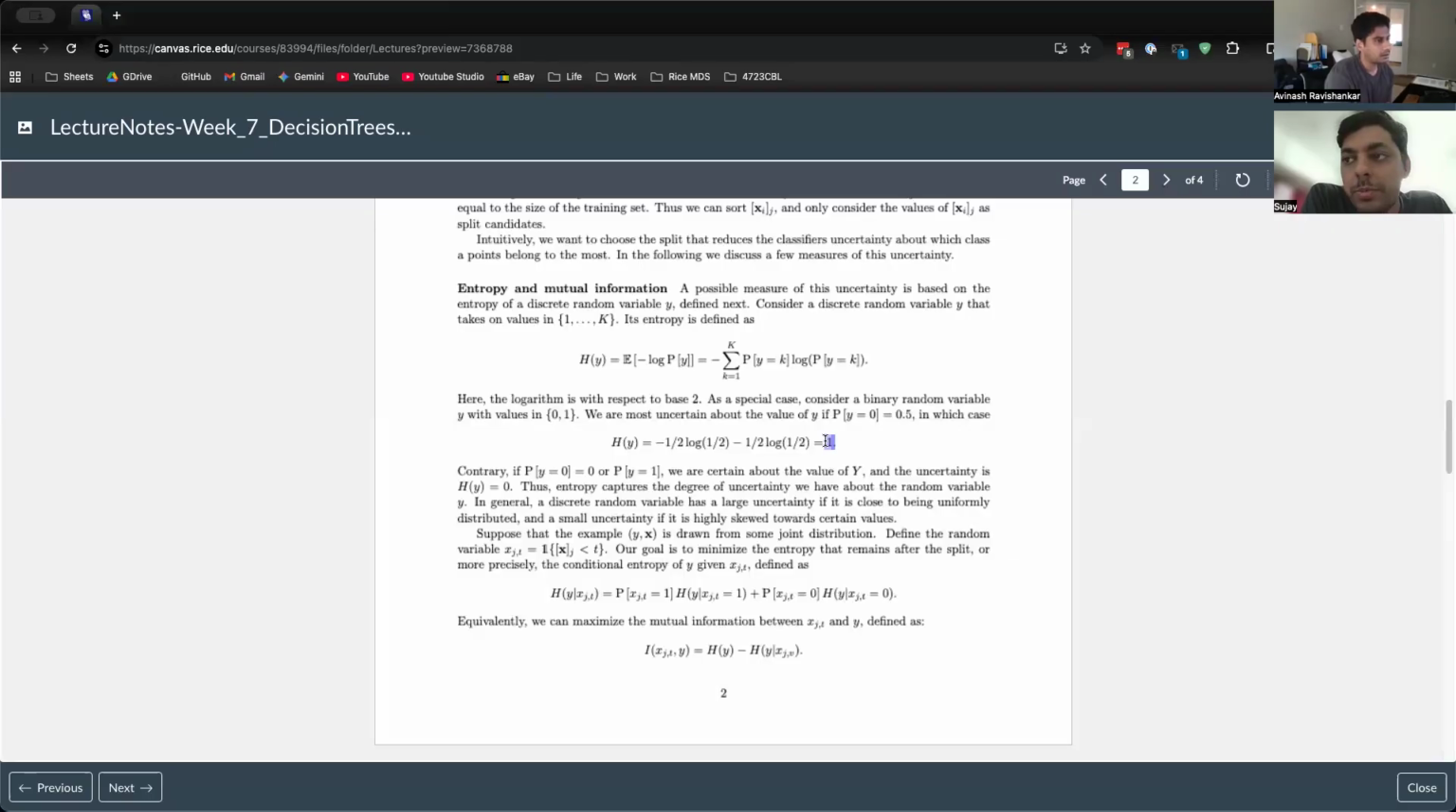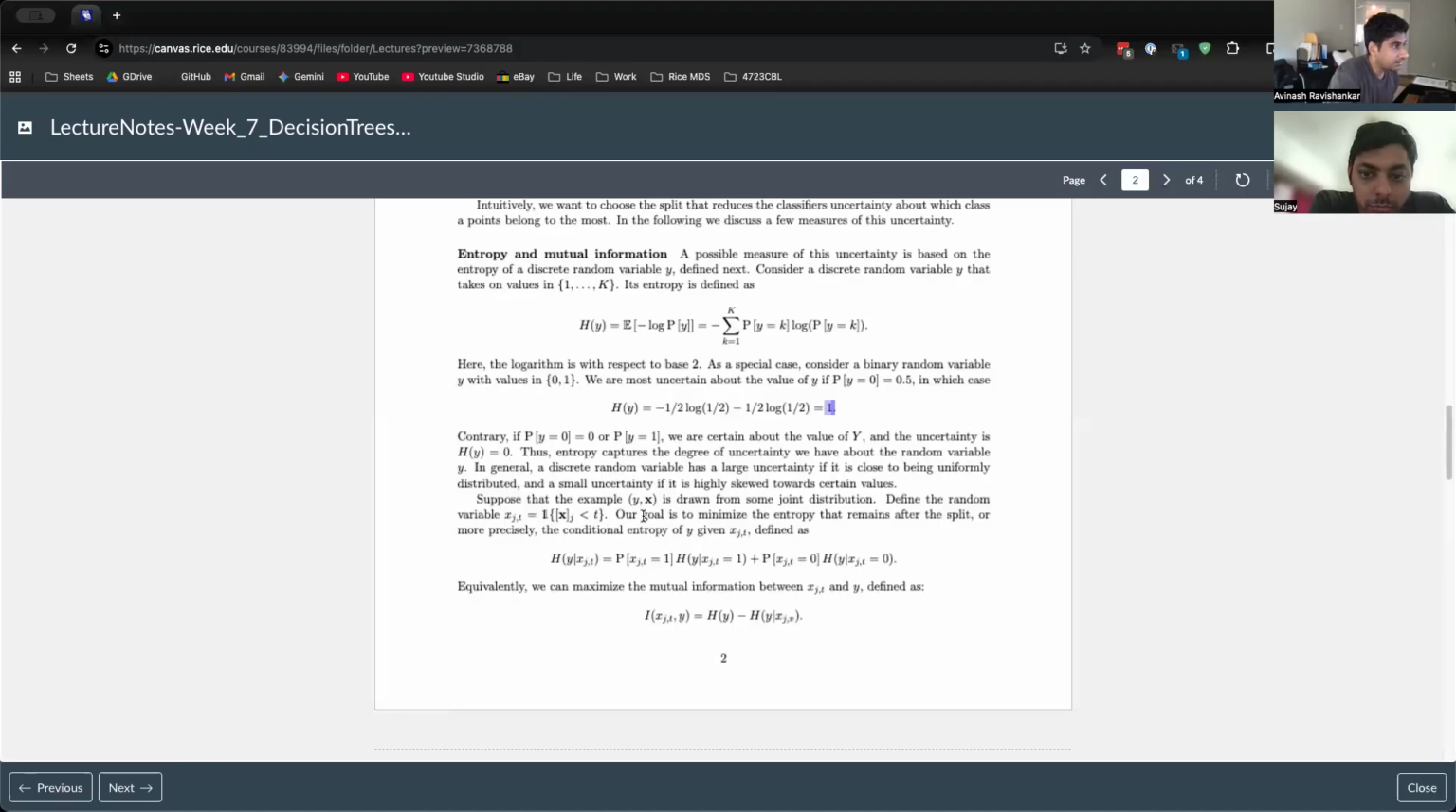Entropy is particularly good for discrete variables. Standard deviation is particularly good for continuous variables. Got it. I definitely did not know that.